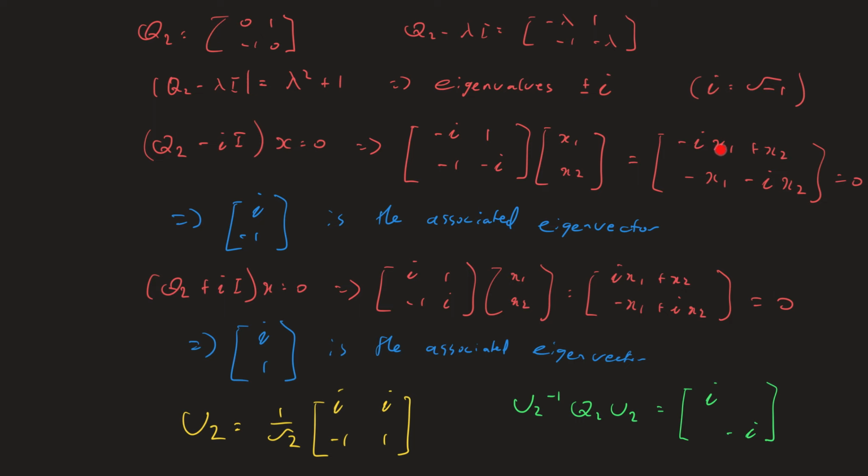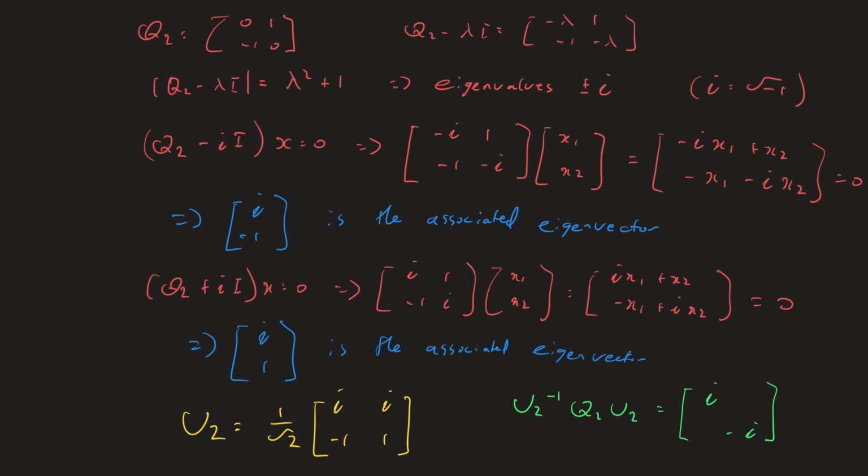If, for example, I choose x1 to be i, then i times i is -1, multiplied by -1 gives me 1, so x2 must be -1 to make this term 0. So I try -1 here. I double check that this will also make the second entry 0: -i minus i times -1 gives me -i plus i, or 0. So this is indeed the eigenvector, up to scaling, of the eigenvalue i.